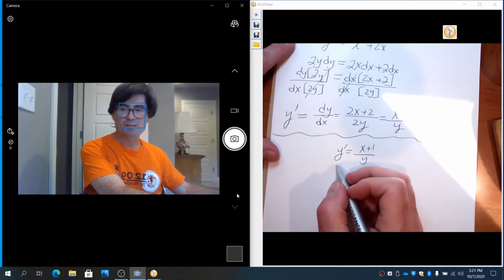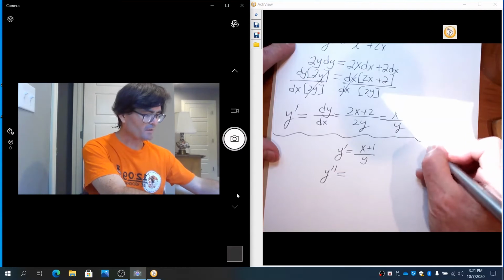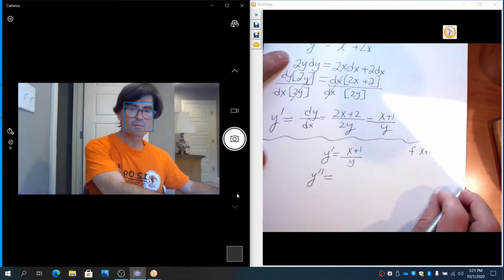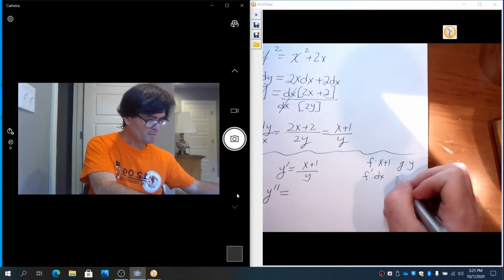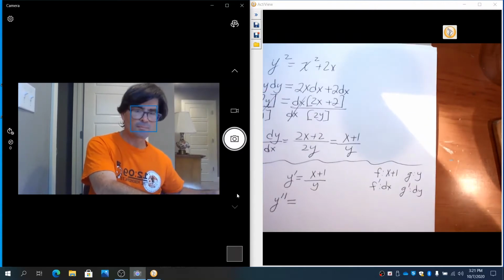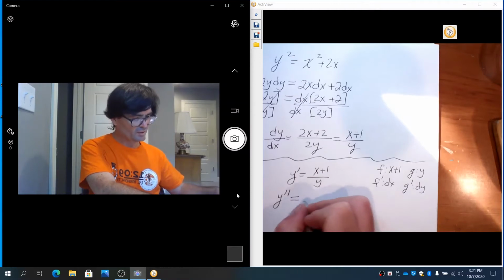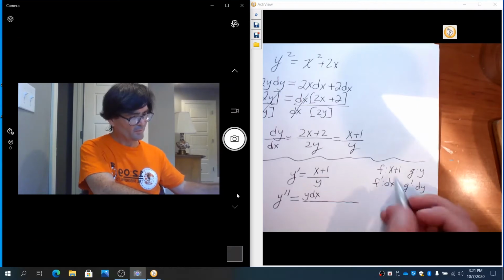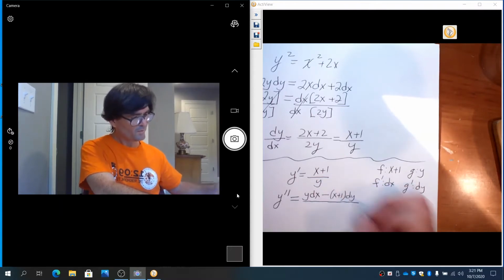The derivative of y prime is y double prime, so that is what we want. Over here, this is a quotient rule. So I'm going to come to the side and identify my f and g. f is x plus 1, g is y. f prime is 1 dx, g prime is dy. As I put my quotient rule together, we're going to have f prime times g minus g prime times f. So that's going to look like this: y dx minus g prime times x plus 1, over g squared.